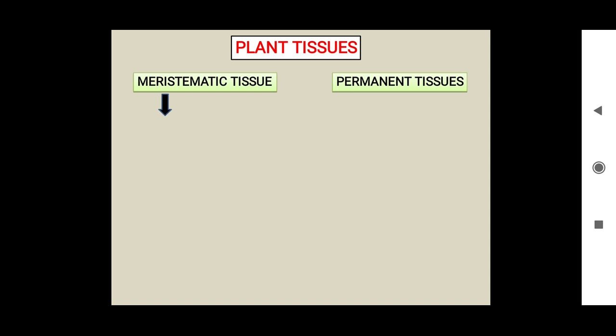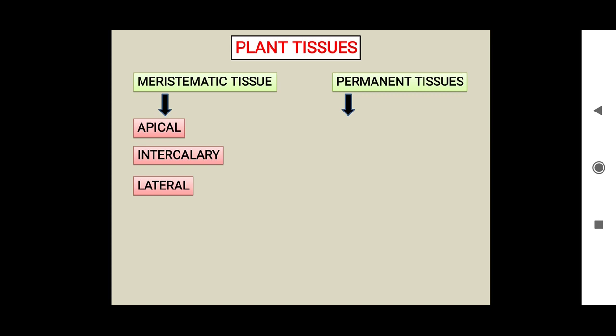Well, meristematic tissue, according to their position in the plant, is of three types. The apical tissue, that means they are at the apex of stem and root. The intercalary, that is, they are in between the tissues, and both these are responsible for increasing the length of the plant. And the third type is the lateral tissue, which is responsible for increasing the diameter of the plant, or the width of the plant.